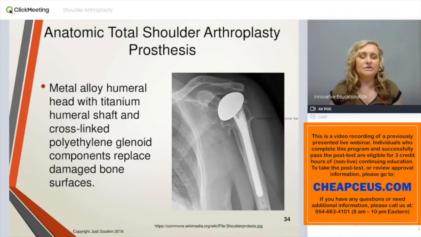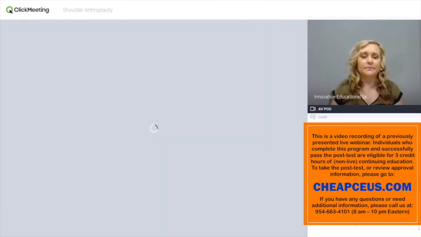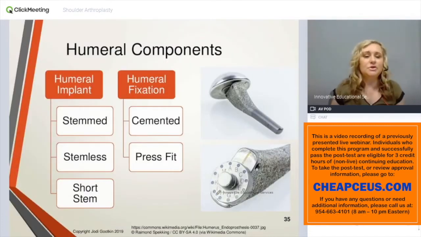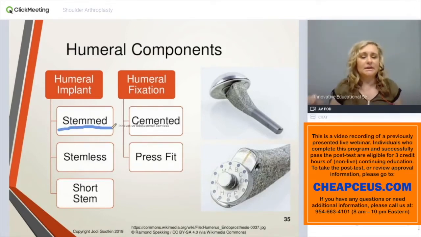It's a metal alloy that's utilized that is implanted down into the shaft of the humerus, and then there would be an articulation also with that glenoid fossa. It is just replicating the normal anatomy of the shoulder joint. The actual components that are utilized for that humeral implant, when we look at them, it's a stemmed design that goes down into the medullary canal.